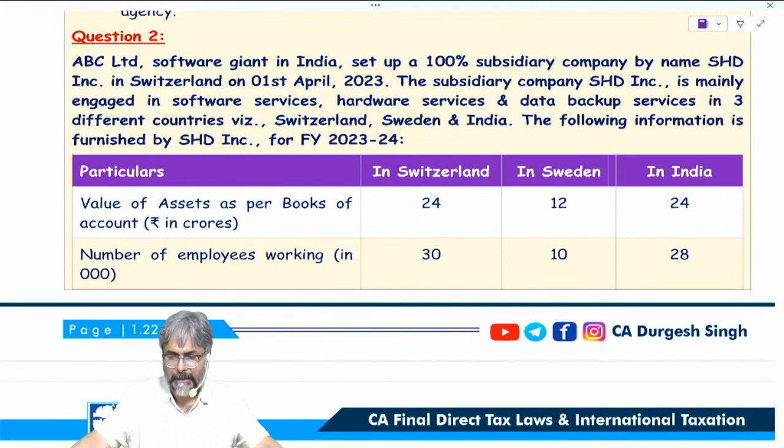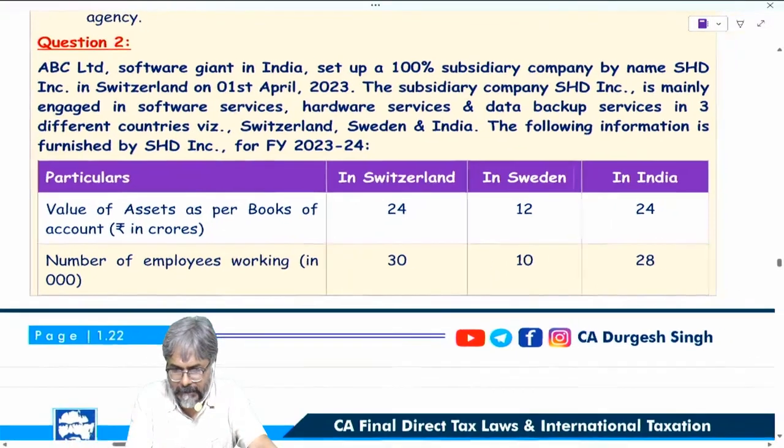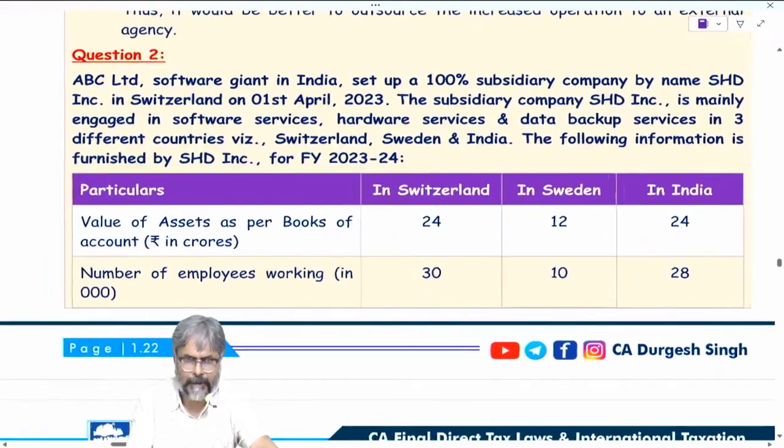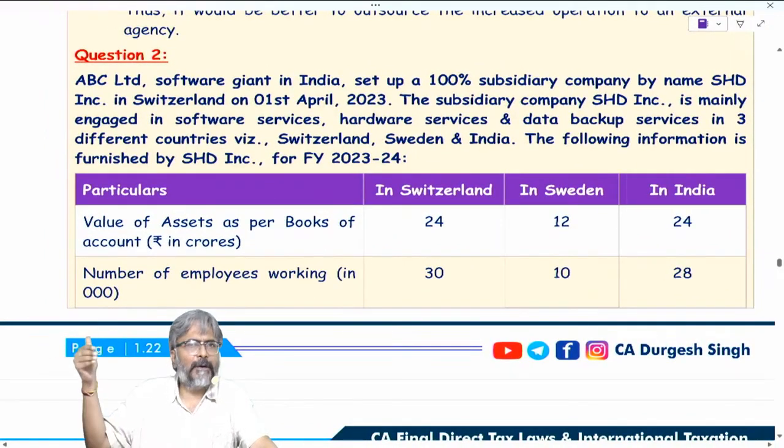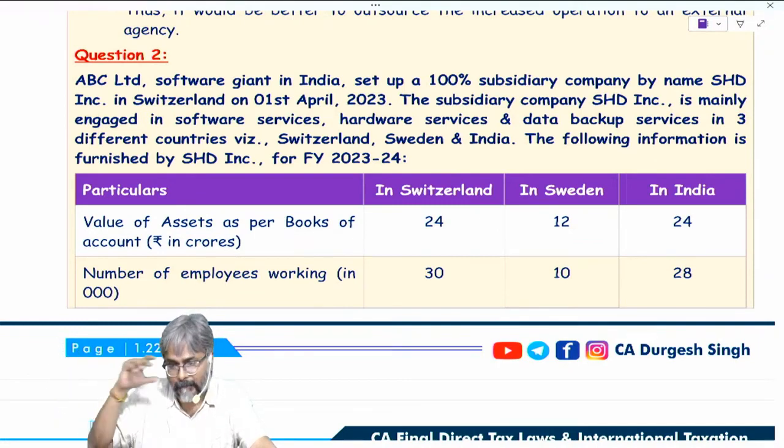So this is how the things should be considered over here. Therefore, the shareholding control is not important. What is important is the control over the business. All these are important aspects. The subsidiary company SHD Inc. is mainly engaged in software services, hardware services, and data backup services in 3 different countries, which are Switzerland, Sweden, and India. The following information is furnished by SHD for the financial year 23-24.